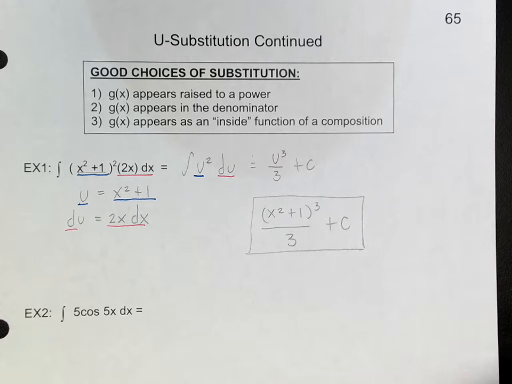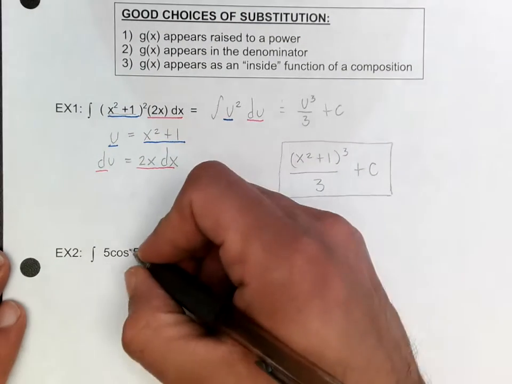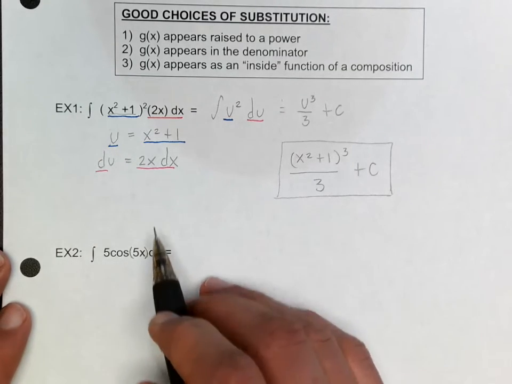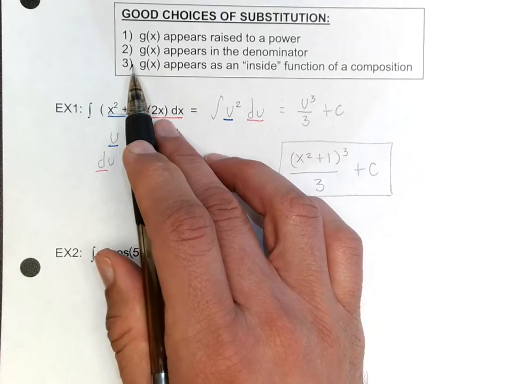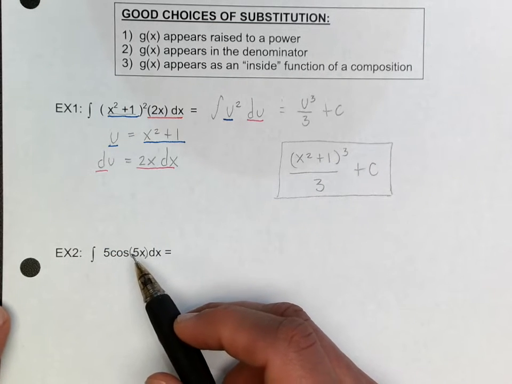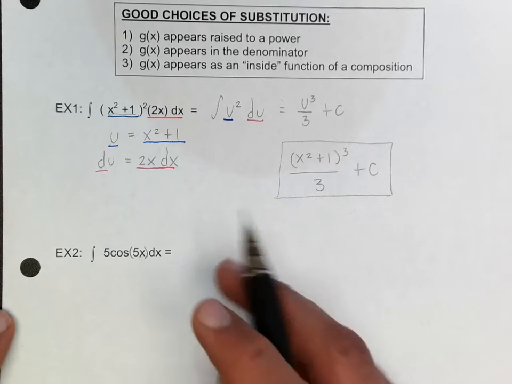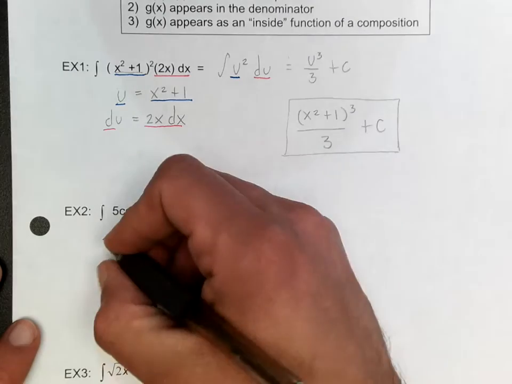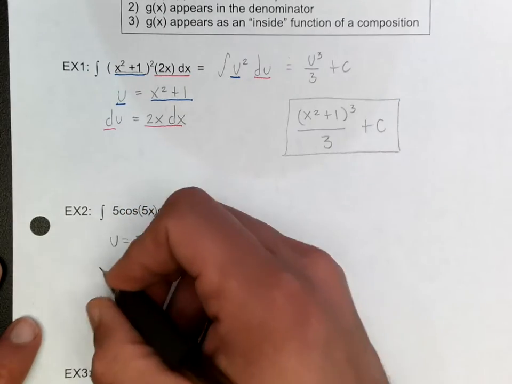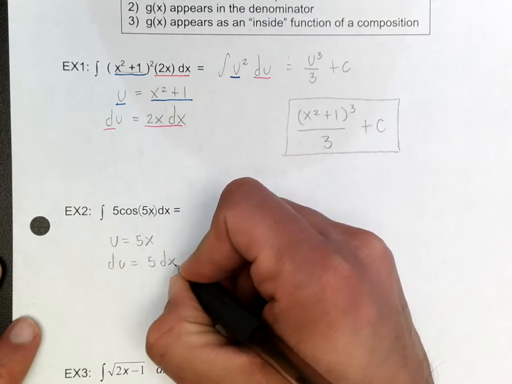On the next one, notice that right here you have cosine of 5x. This is basically our choice number 3: you have a g of x that appears to be inside a function. This function is inside another function, so we're going to call that u. We're going to say that u is 5x, and du is going to be 5 dx.